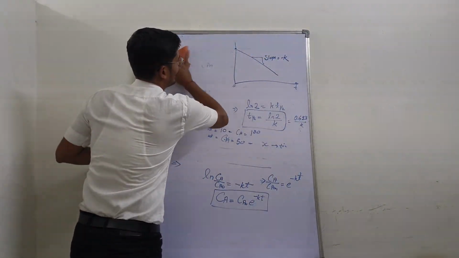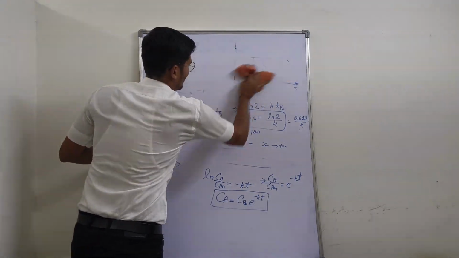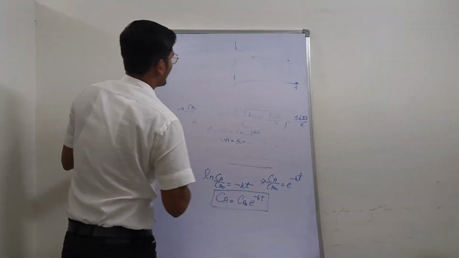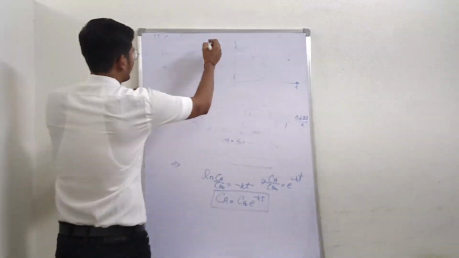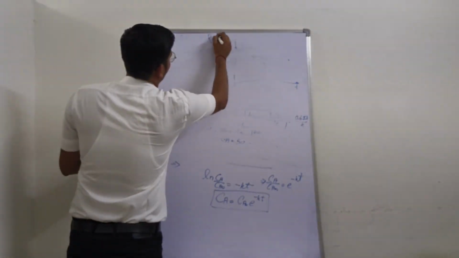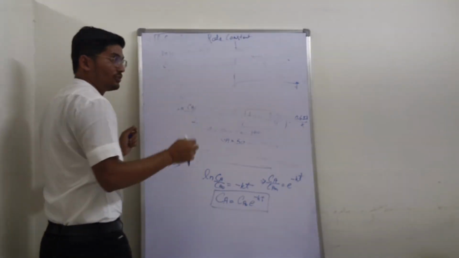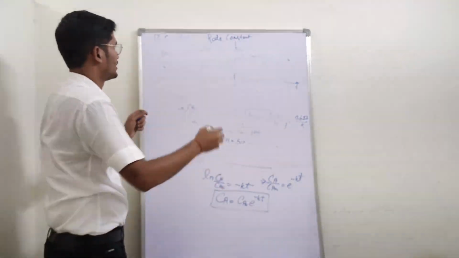So I think my time constraint is over, so I would like to finish the topic. If time permits, let's discuss the rate constant. The rate constant is very important; I can't leave it. So let's talk about the unit of the rate constant.